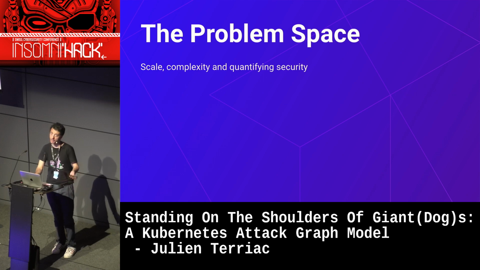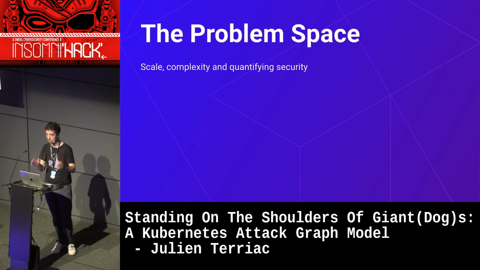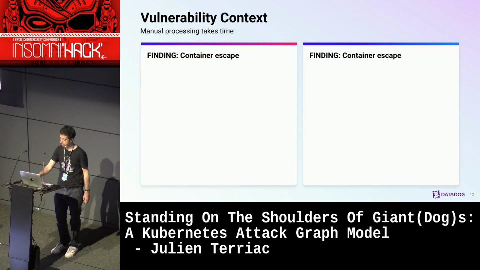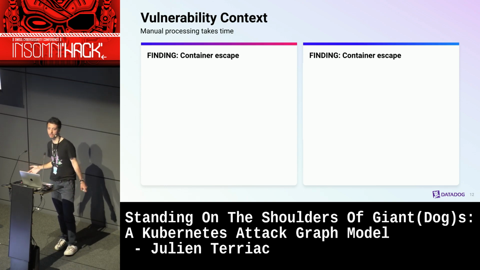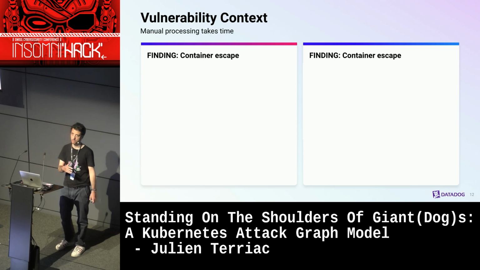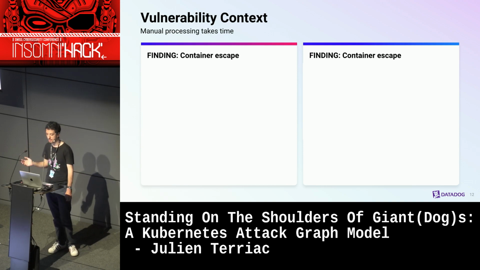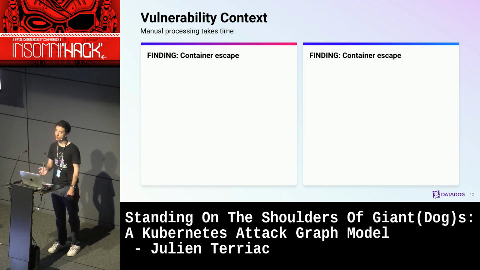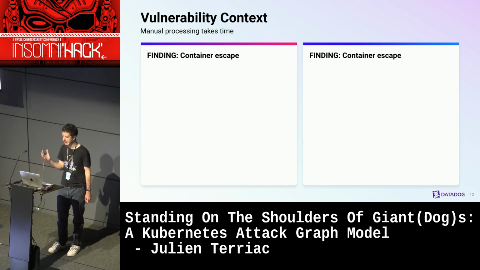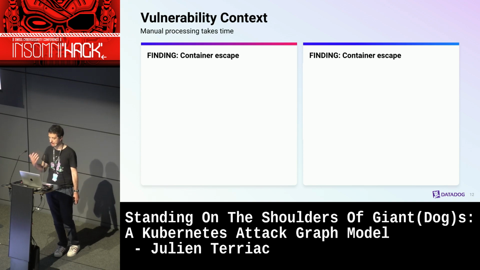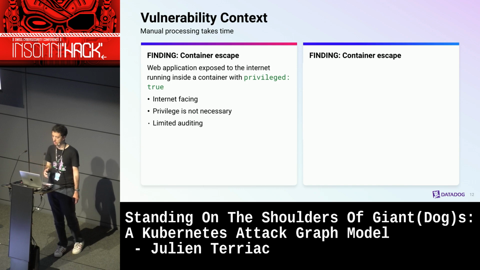So what is the purpose of this talk? It's basically to try to solve this problem. Let's say you have two vulnerabilities: container escape number 1 on the left and container escape number 2 on the right. Are they equal? Basically, how can you judge one from another? And that's where you need the vulnerability context.